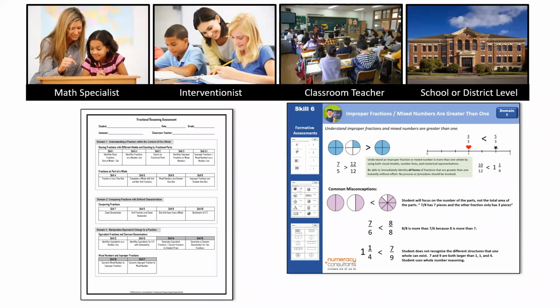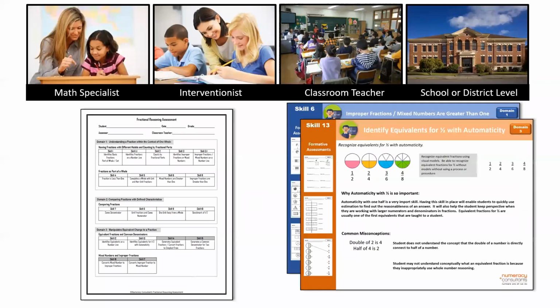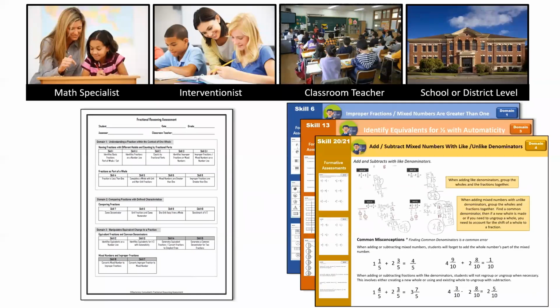Again, you could just start at skill 1 and go all the way through. And of course, skill 1 and 2 are going to be really easy, but then it's going to keep building and you didn't miss anything. But you can go through and test a couple of your students, get a good feel for where you want to go. And then you can go to skill 6 and skill 7 and skill 13 and skill 20 and 21. Okay.